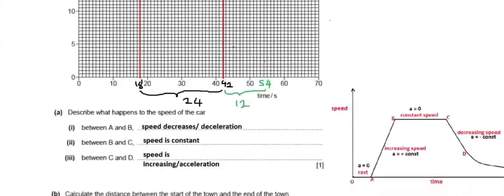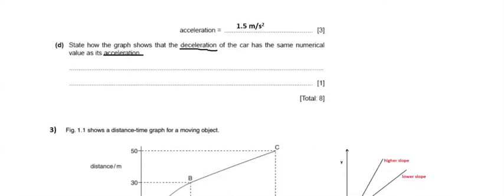Get the negative value. Here for CD we will get the positive value. That will be only the difference. So here we will get minus 1.5 for CD. The slope will be plus 1.5. The numerical value will be the same, that is 1.5.